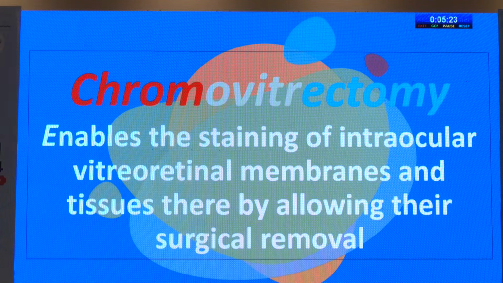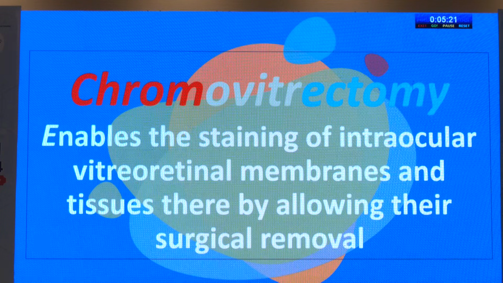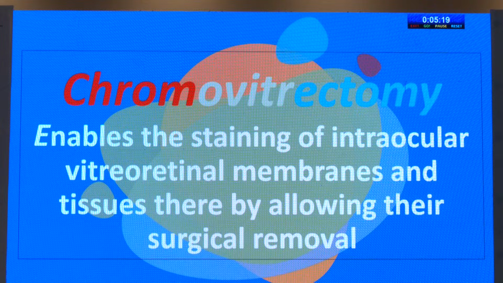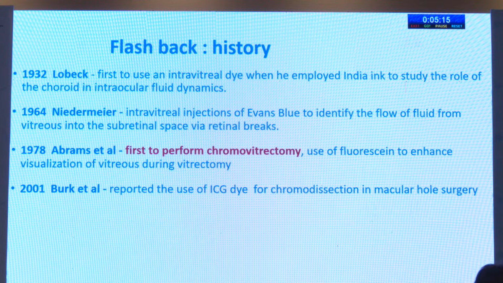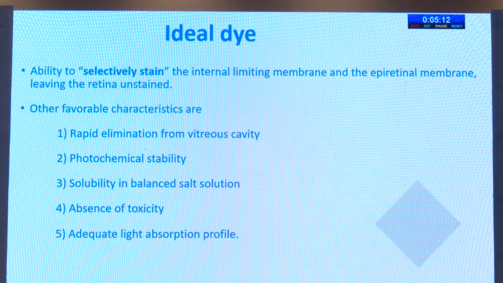So chromovitrectomy enables the staining of the intraocular vitreoretinal membranes and tissue, thereby allowing their surgical removal. It was Abrahams et al. who was the first to perform chromovitrectomy. So what is an ideal dye? It selectively stains the ILM and the ERM, leaving behind the retina.